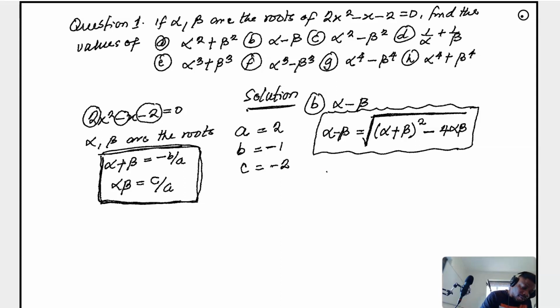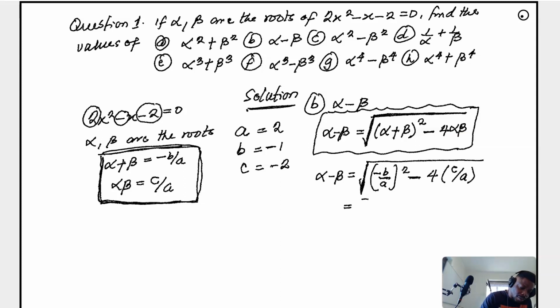So here, alpha minus beta is equal to square root of alpha plus beta. What is alpha plus beta? Minus b over a, all squared. Minus 4 alpha beta, which is c over a, all square root. So minus, what is b? b is minus 1. What is a? 2. So this is squared. I'm just putting in the values of a, b, c. What is c? Minus 2, and what is a? 2.